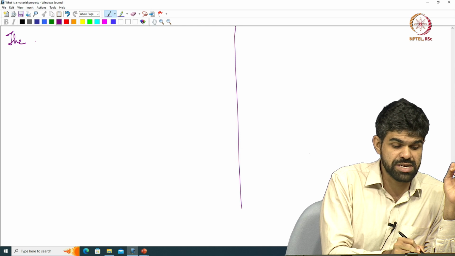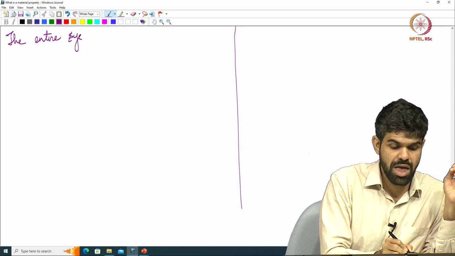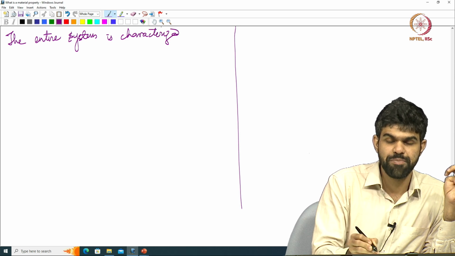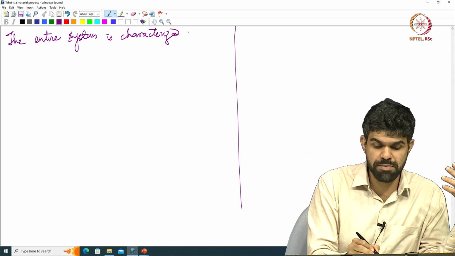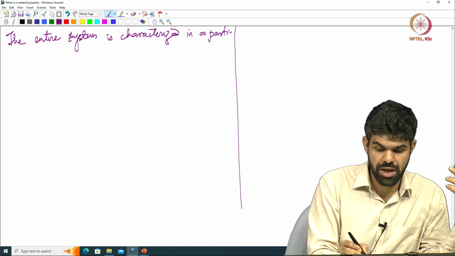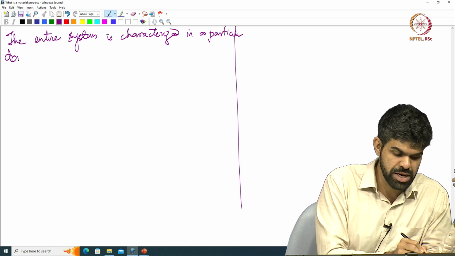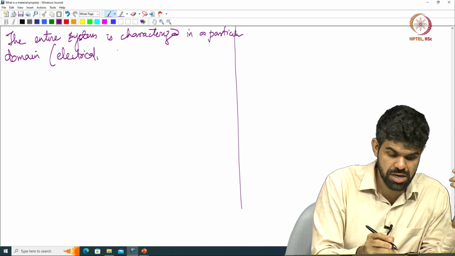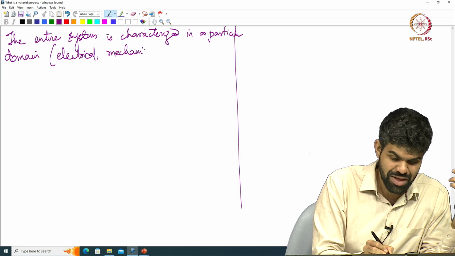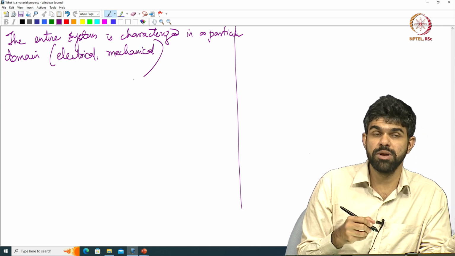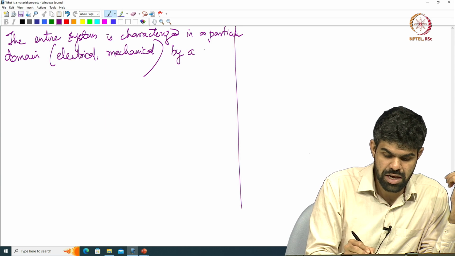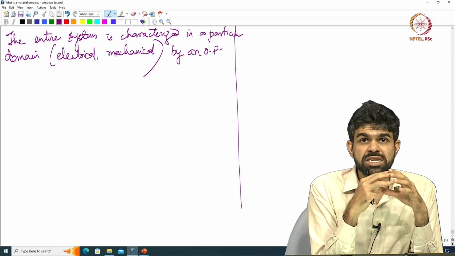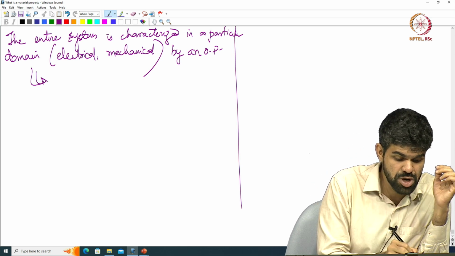So, the entire system is characterized in a particular domain, in an electrical domain, in a particular domain. By domain I mean an electrical domain or a mechanical domain or thermal domain, whatever it is, the problem, by an order parameter. So, I am not saying that, oh, my system, I am considering, this is the definition of what is called a homogeneous system.